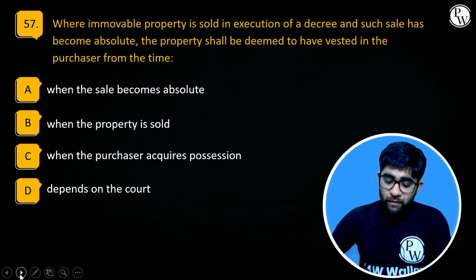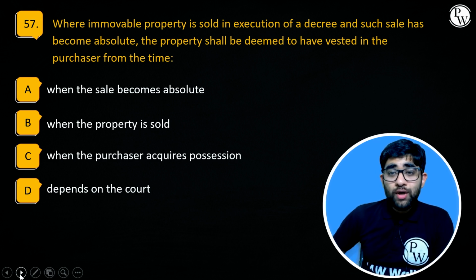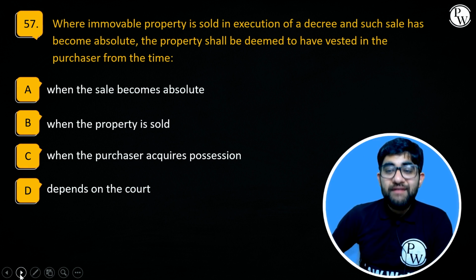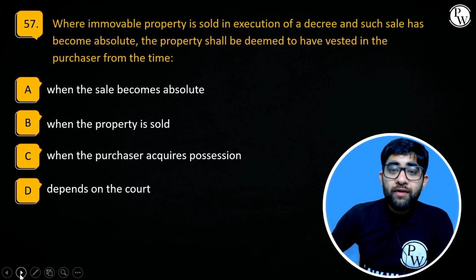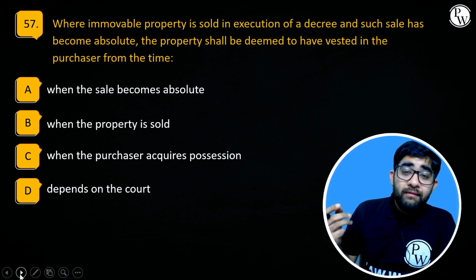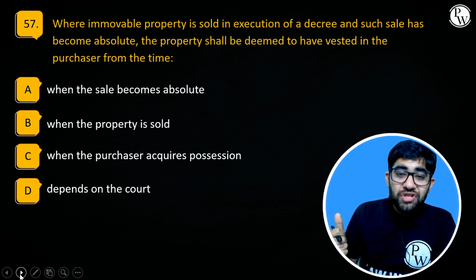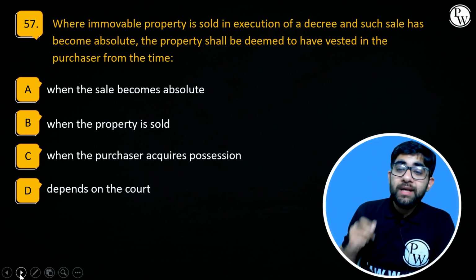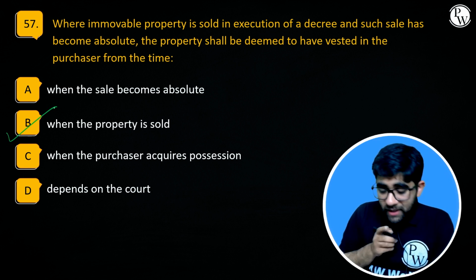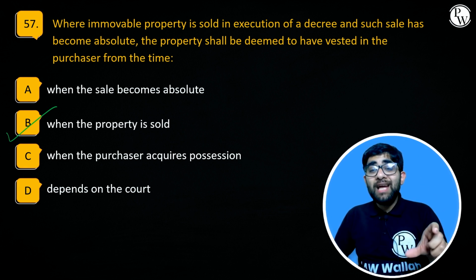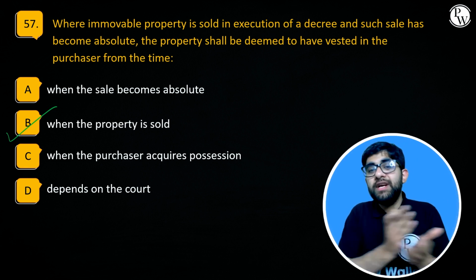Next, where immovable property is sold in execution of a decree and such sale has become absolute, the property shall be deemed to have vested in the purchaser from the time when the sale becomes absolute, when the property is sold, when the purchaser acquires possession, and depends on the court. The answer to this is when the property is sold. See, when the property is sold, then the sale has become absolute and then it will be deemed to have been vested in the purchaser.